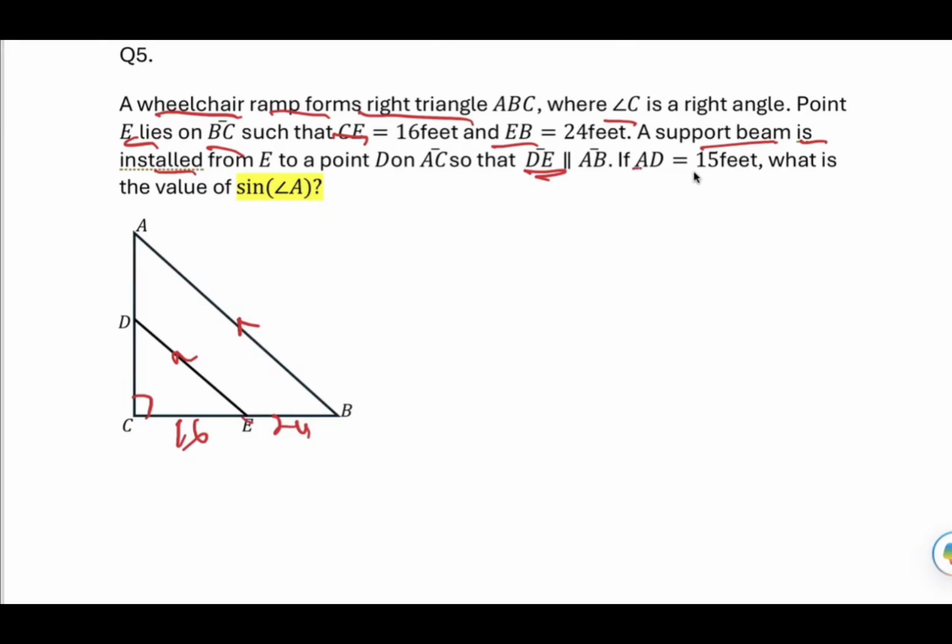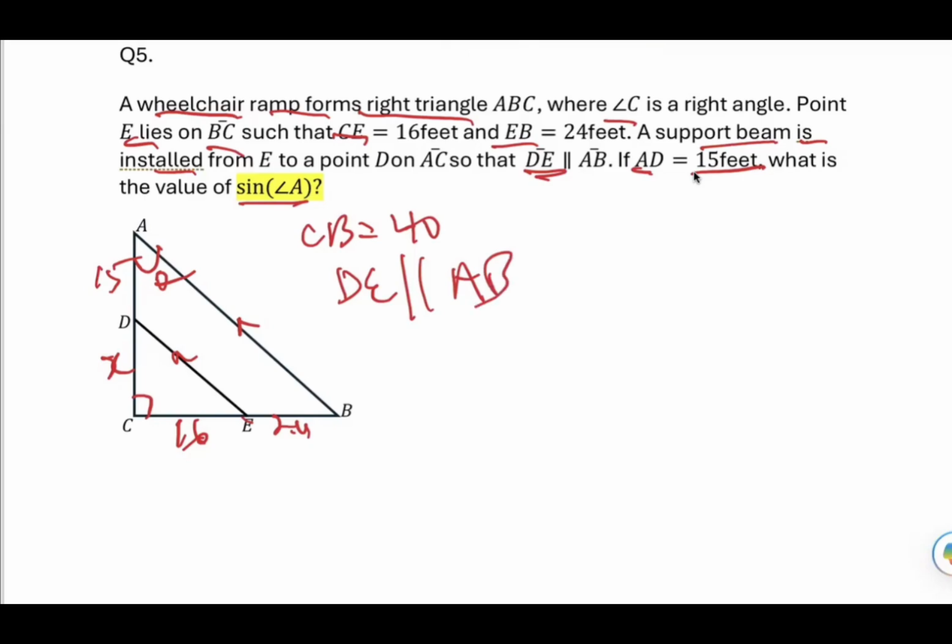The same idea. AD is what? 15. Oh, this is 15. What is the value of sine A? We want to find sine A. Think about it. CB is 40, right? When you add this to that. That's the first thing. And let's make this side CD x. We don't know. But we're told that DE is parallel to AB.